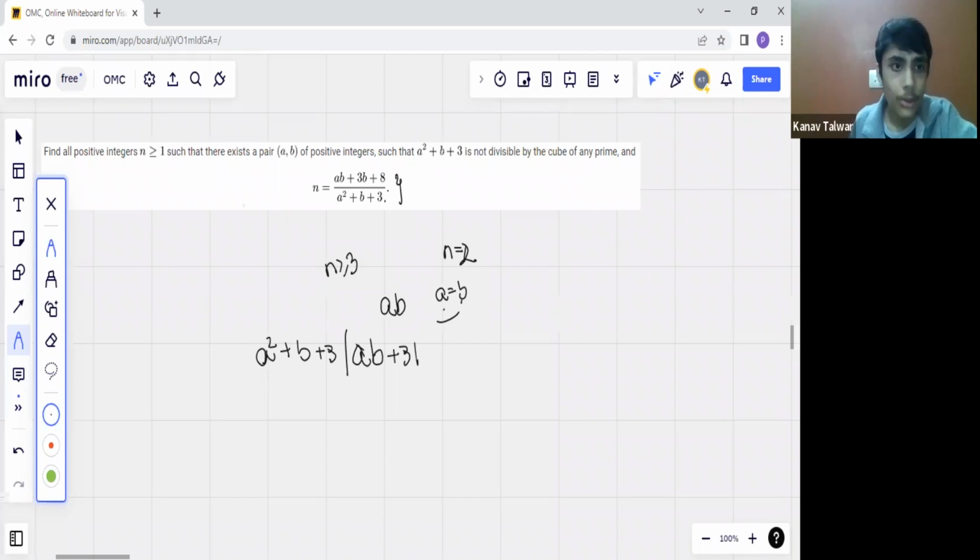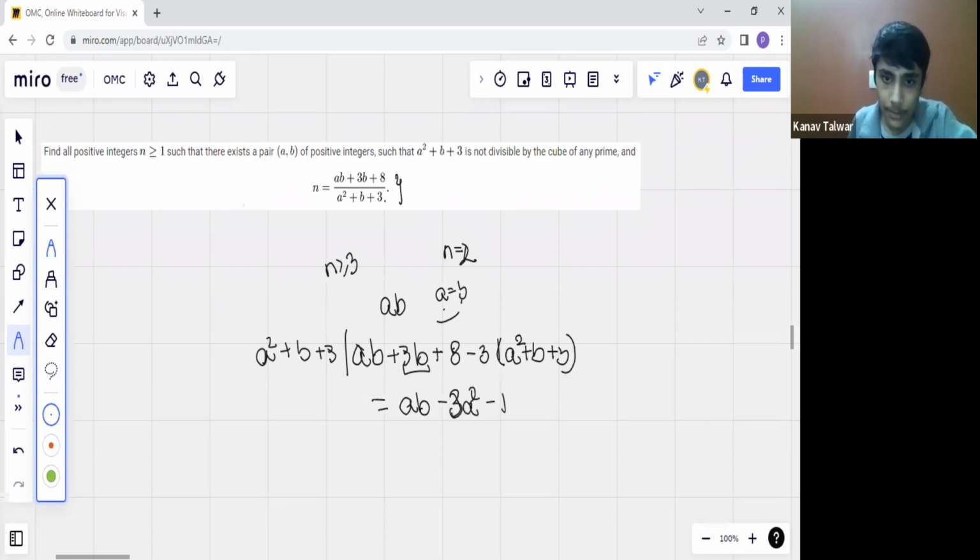So we'll try to remove this 3b term. Just subtract 3 times a squared plus b plus 3. So we get that this is equal to ab minus 3a squared minus 1. So we've got something like this.